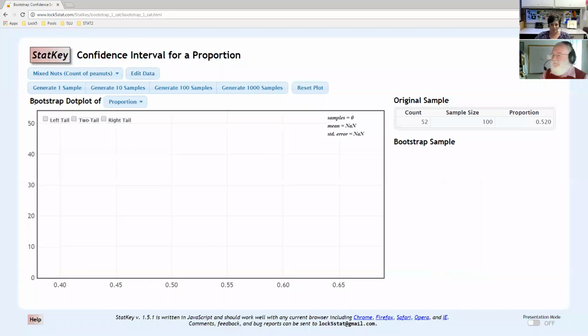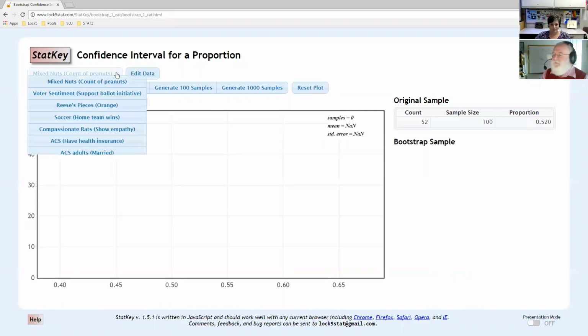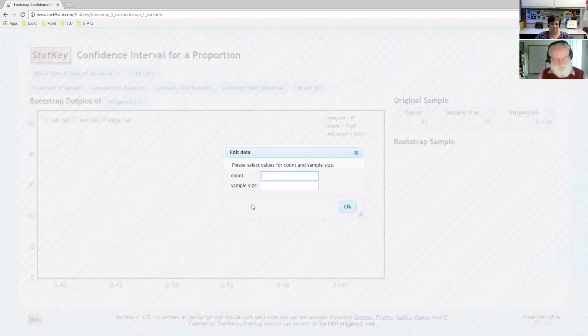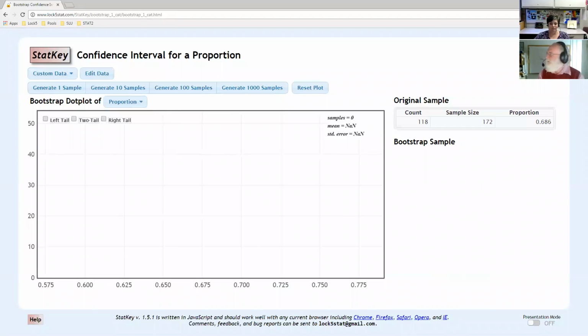Now there are some built-in data sets. This isn't one of them though, but proportion data especially is very easy to enter because all you really need to know is the counts. So I go to edit data, and it's going to ask for the count, which was 118 Mac users, with a sample size of, I think it was 172. Okay, and that confirms here our proportion of 0.686. So that's our original sample.